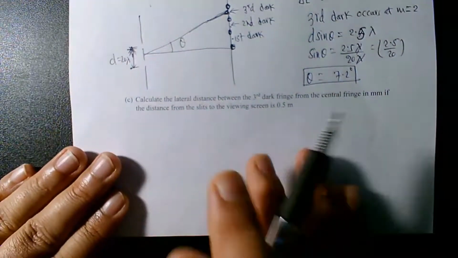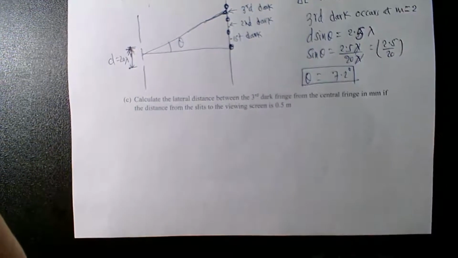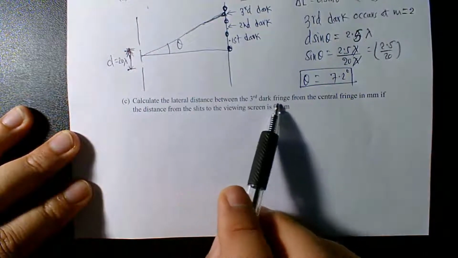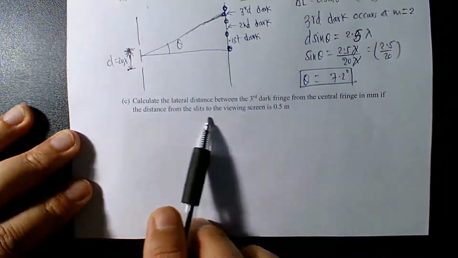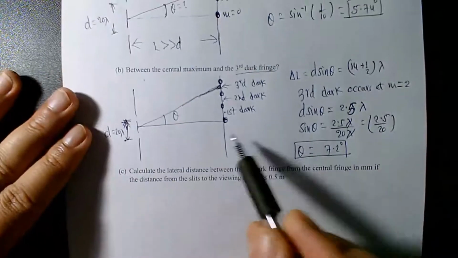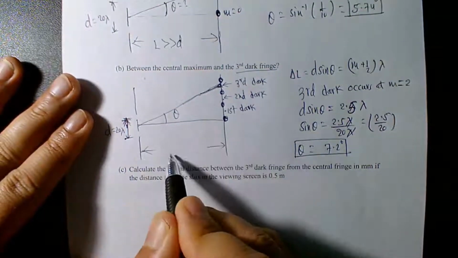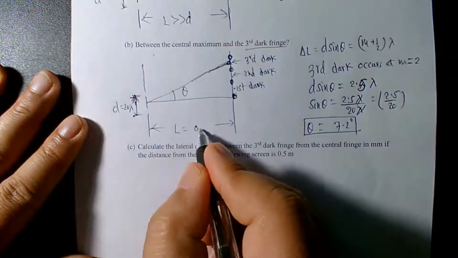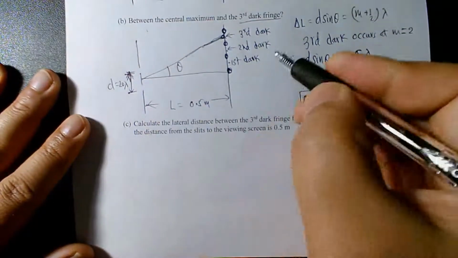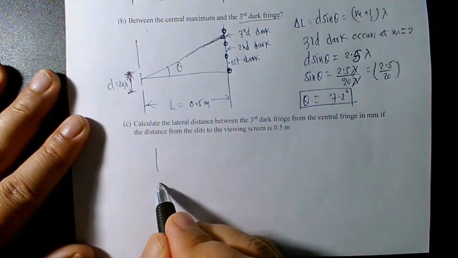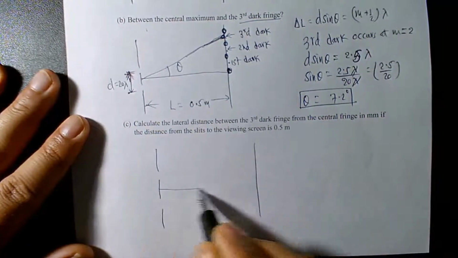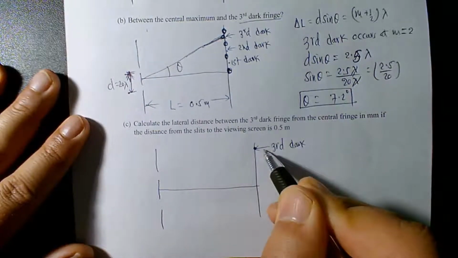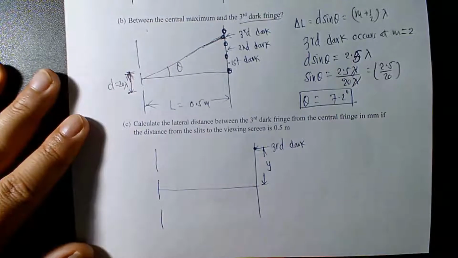Let's do the last one on this. It's again a continuation of the same problem. The next question is: calculate the lateral distance of the third dark fringe from the central fringe in millimeters. Now, for the same setup, you're given that the distance between the double slit and the screen is half a meter. Then what is the lateral distance? Let's say this is the third dark. It's asking for this lateral distance, y.